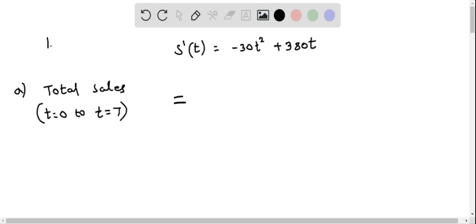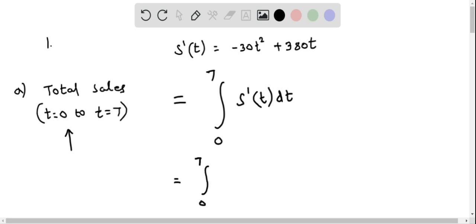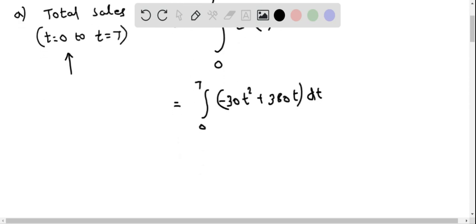So we write down this total sales, and this is the definite integral from 0 to 7. Since t equals 0 to 7, we put the lower limit as 0 and the upper limit as 7. Then we put this expression, S prime of t dt. We can replace S prime of t: the integral from 0 to 7 of negative 30t squared plus 380t. So we have to integrate this and evaluate its value. Let's do that now.